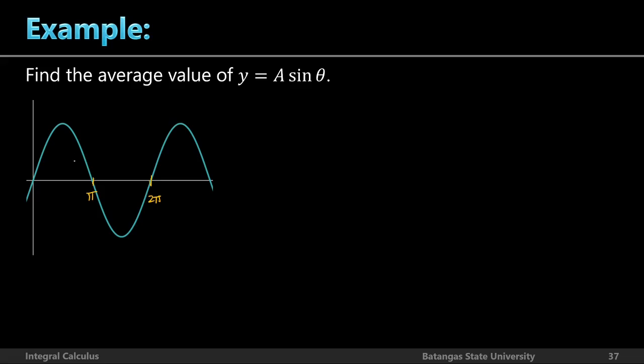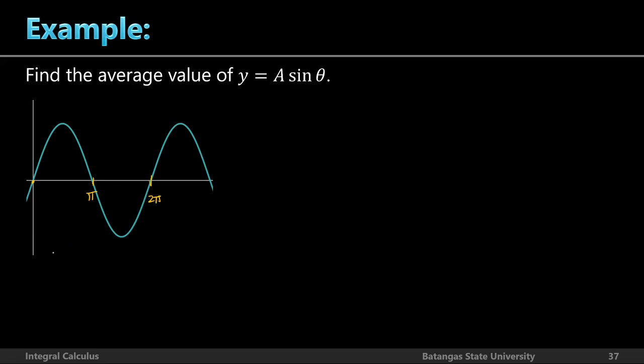So, if these two areas have the same values, one is positive and the other is negative, we can conclude that the average value must be 0. Why? Because, again, when we get the average value, we first get the net area and divide it by the interval. So, if I get the average value from 0 to 2 pi, I have to add these areas. This is a positive area. This is a negative area whose magnitudes are the same. So, the net area will be 0. If I divide it by 2 pi, the answer would still be 0.